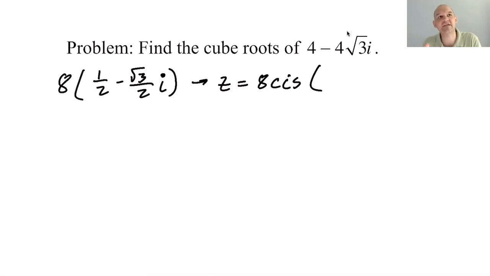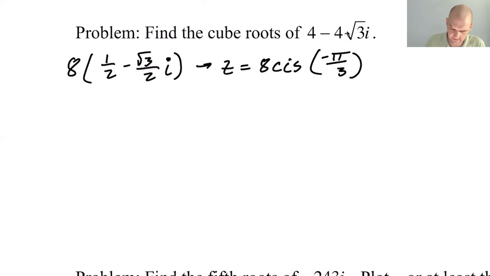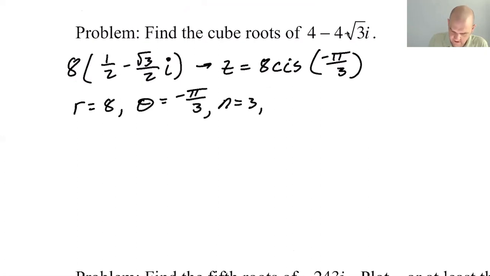Because I have to add stuff, starting small might be easier. So that's why I'm choosing negative pi over 3. This is my original number. I know that r is going to be 8, theta is negative pi over 3, and n is going to be 3. Since n is 3, k is going to go 0, 1, and 2.